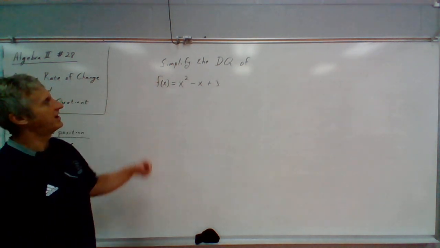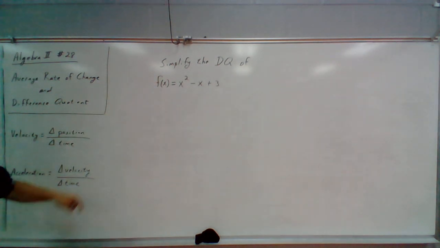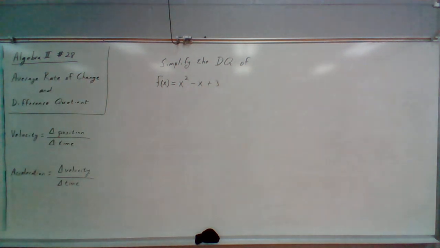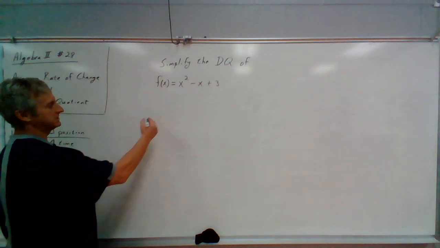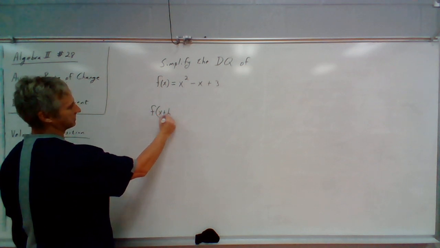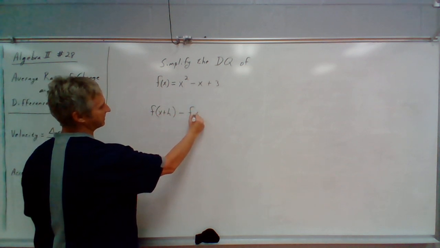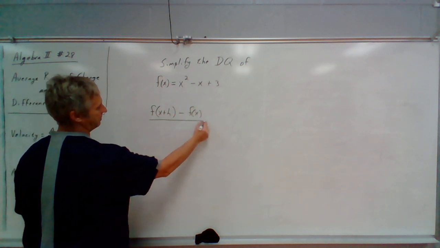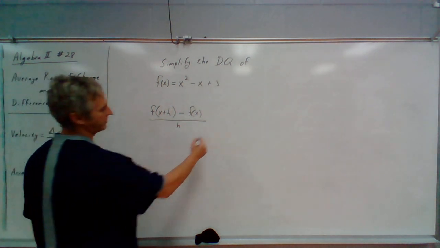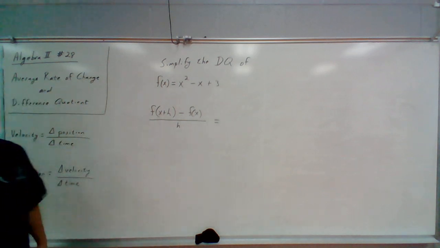All right, let's simplify the difference quotient of this function. So DQ stands for difference quotient, not Dairy Queen. All right, so simplify the difference quotient of this function. So again, what is the difference quotient? Difference quotient is f of x plus h minus f of x, all over h.